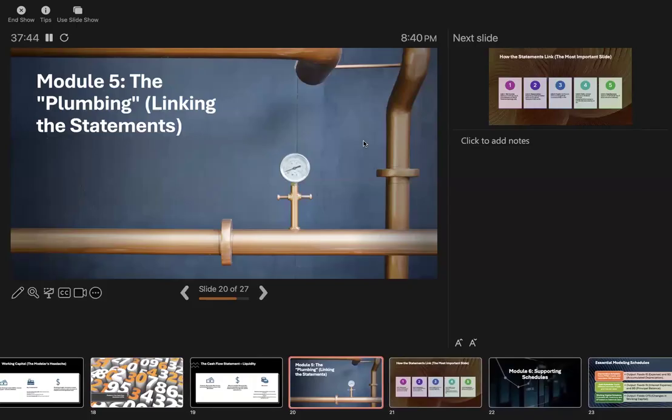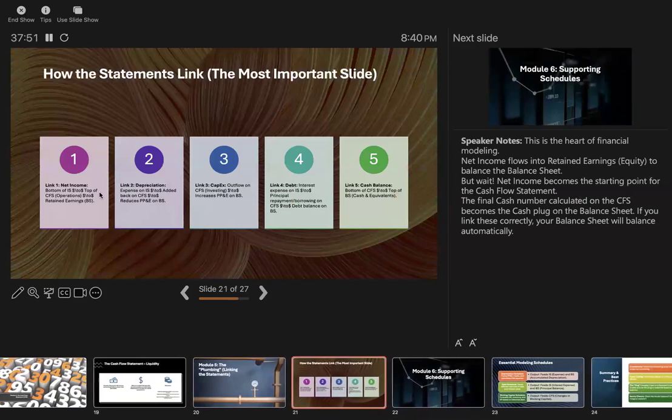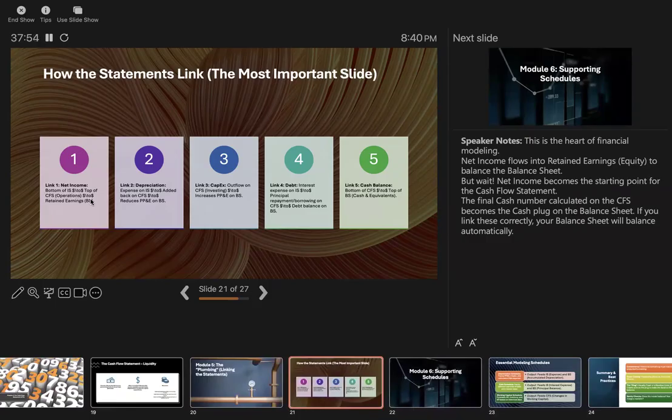So module 5 is basically the plumbing, linking the statements. Link 1 is basically the net income, like I mentioned to you. That's a profit that goes into retained earnings in the balance sheet. So you have your net income, you have depreciation. This depreciation adds back already. Depreciation basically reduces the asset value because you have your asset recorded at historical value, less your accumulated depreciation, which gives you your net asset. Then you have your capex, which is an outflow on your cash flow statement.